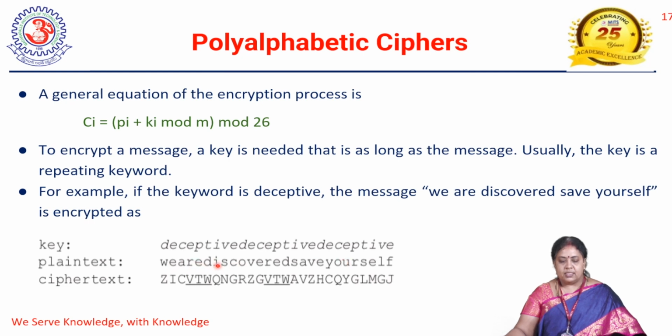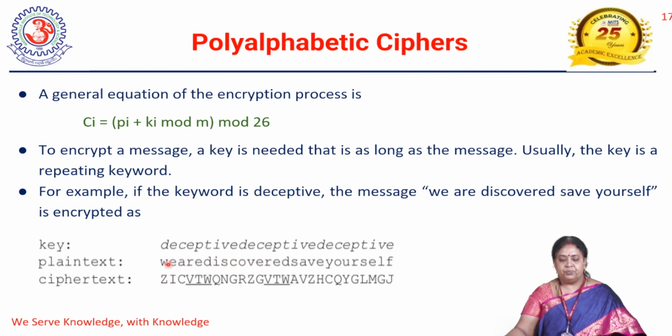"We are discovered, save yourself" is the plain text message. So this is the key, and by this length we have to repeat the key. And what happens? W will be substituted. We have to take the numerical equivalent. W will be substituted by D. What is the number for D? The numerical equivalent of D is 4. That is, W is substituted 4 letters after. Like that we are going to substitute.